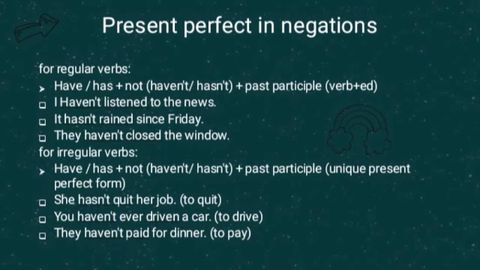For the irregular verb, we also use the verb to have and not, contracting it into have not and has not, and the past participle. For example, she has not quit her job. The infinitive form is to quit. You have not ever driven a car. The infinitive form is to drive. They have not paid for dinner. The infinitive form of the verb is to pay.